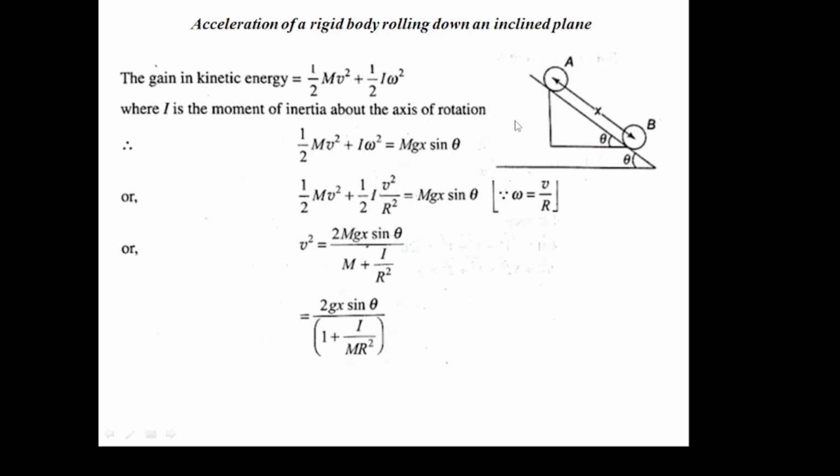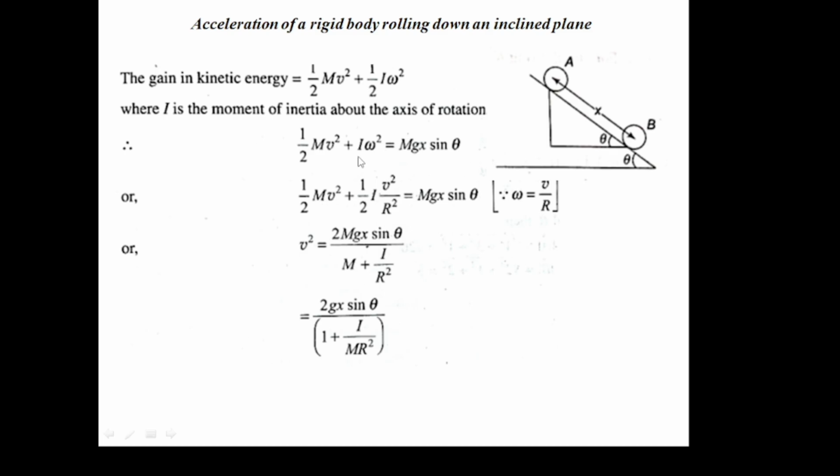The gain in kinetic energy, that is half m v square plus half I omega square, where I is the moment of inertia about the axis of rotation, is equal to the loss in potential energy, that is m g x sine theta.